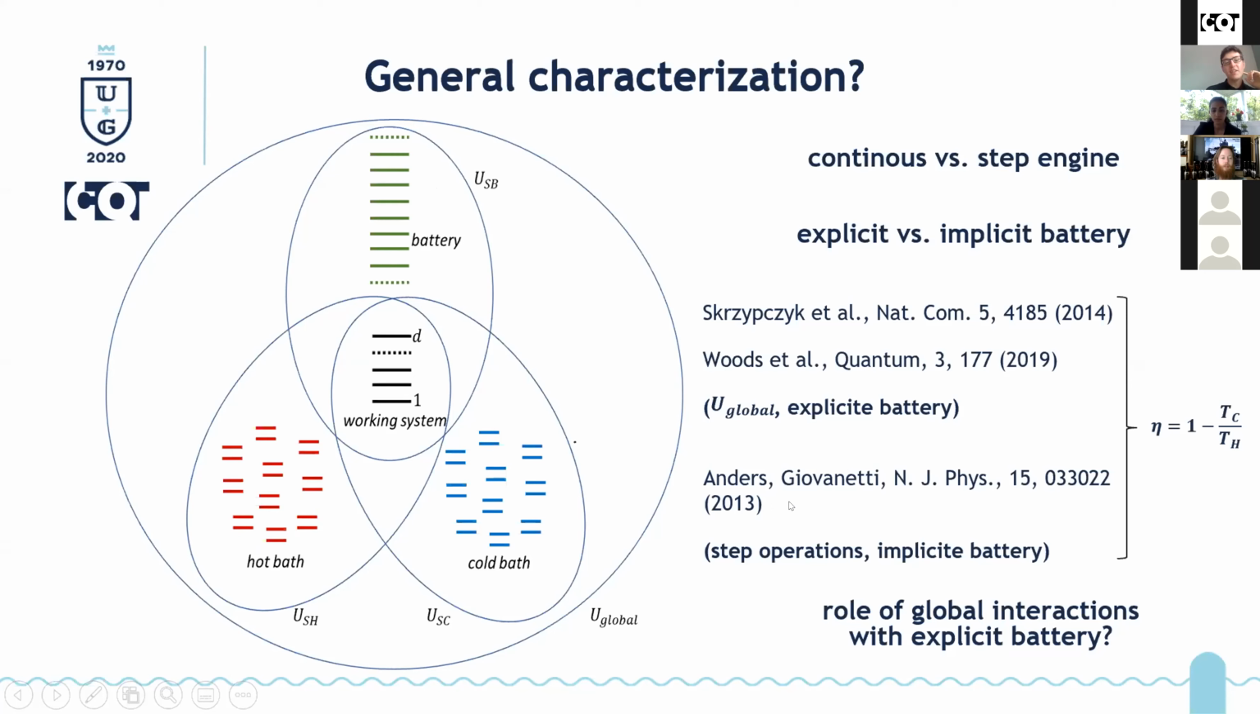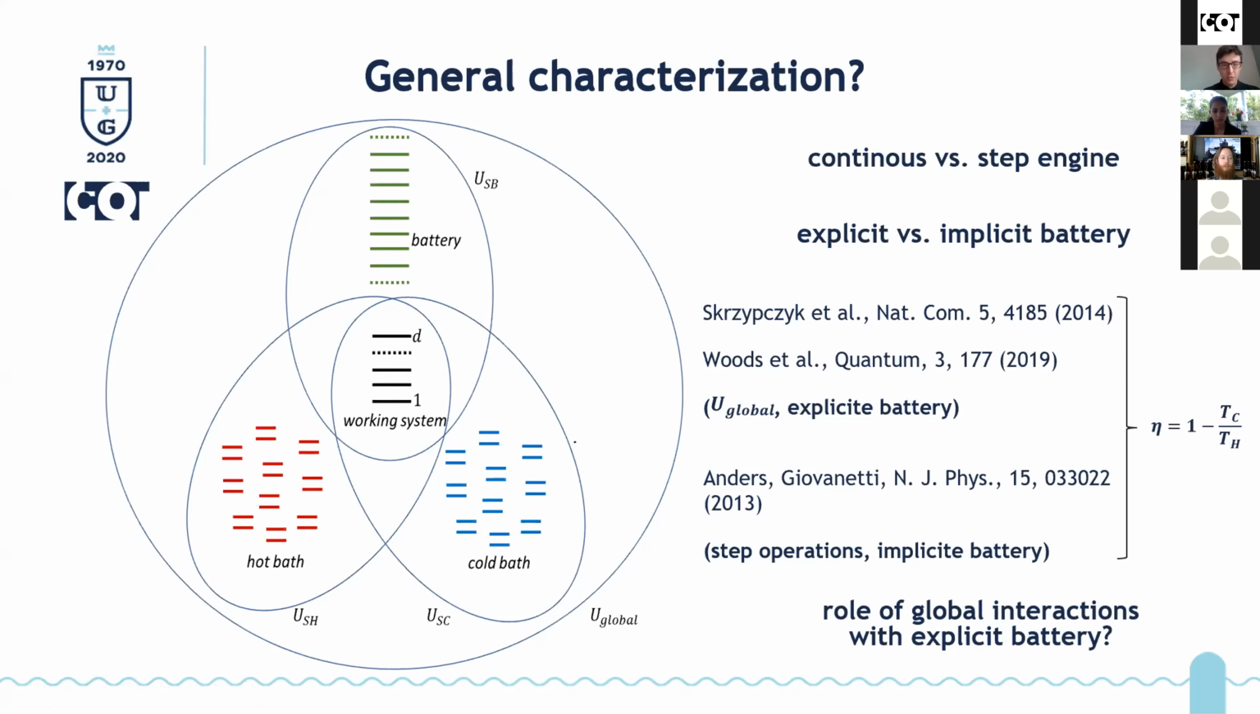Also, if we do not allow for global operations, but we would have our working body interact with the battery first, then we will switch off this interaction, then we will switch on the interaction with the cold bath, and so on, this so-called step fashion, but if we do not include the battery explicitly in our description, so it would be some external field to which the energy is given, then again we can saturate the Carnot bound.